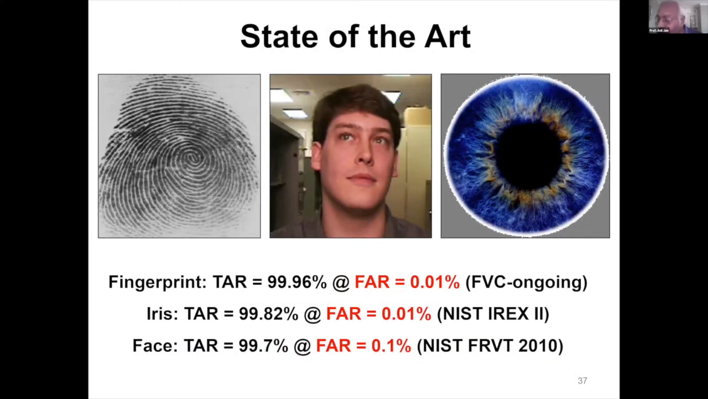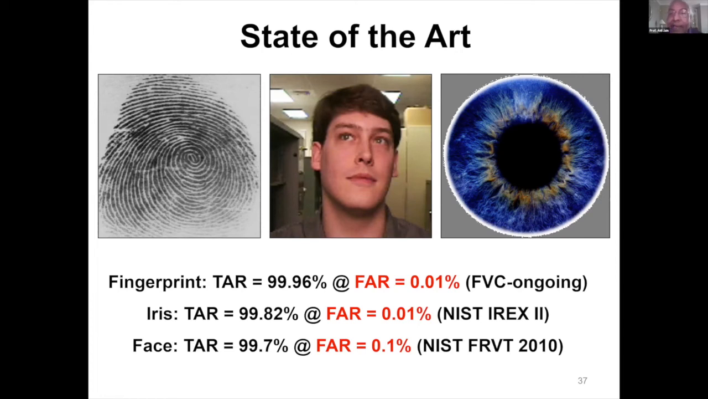So what is the state of the art accuracy? For fingerprint, and these are all third-party evaluations, not claimed by the vendor, we can get over 99% accuracy for 1 in 10,000 false accept. For iris, similar performance. For face, similar true accept rate. Notice that the false accept rate has a 0 missing, so it is 1 out of 1,000, as opposed to 1 out of 10,000 for face and fingerprint and iris.